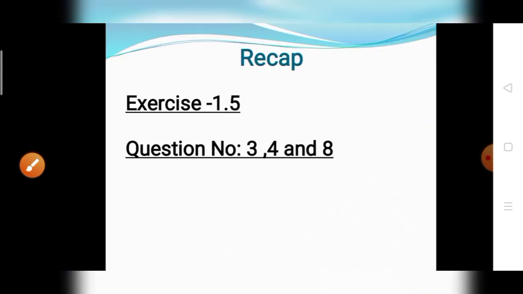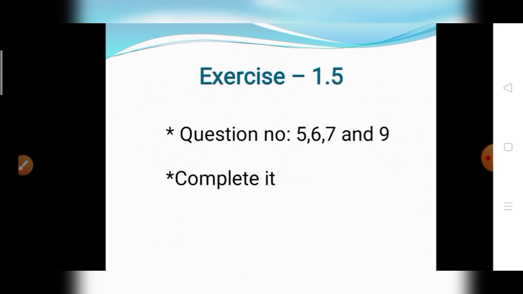Today's recap: exercise 1.5, question numbers 3, 4 and 8. Today's homework: exercise 1.5, question numbers 5, 6, 7 and 9.